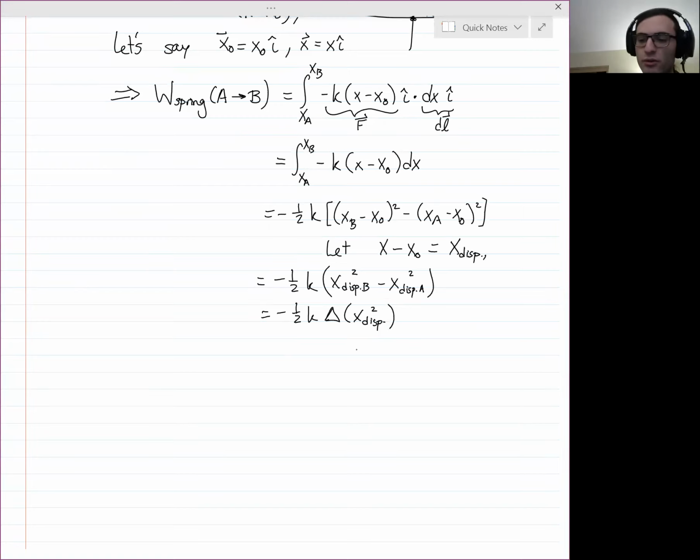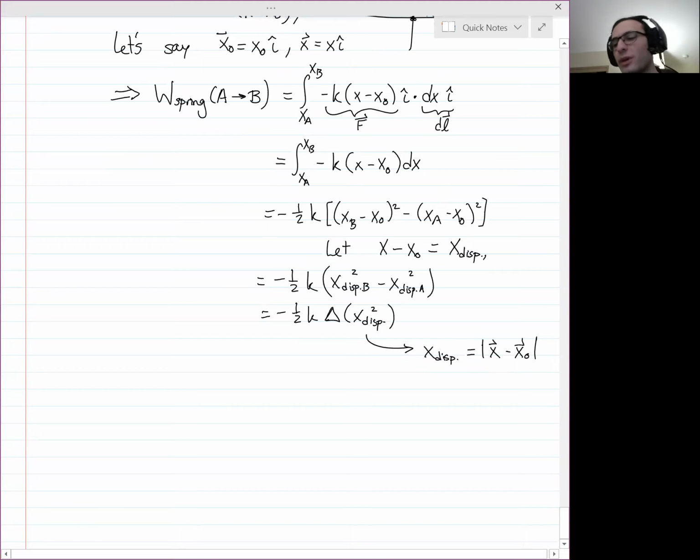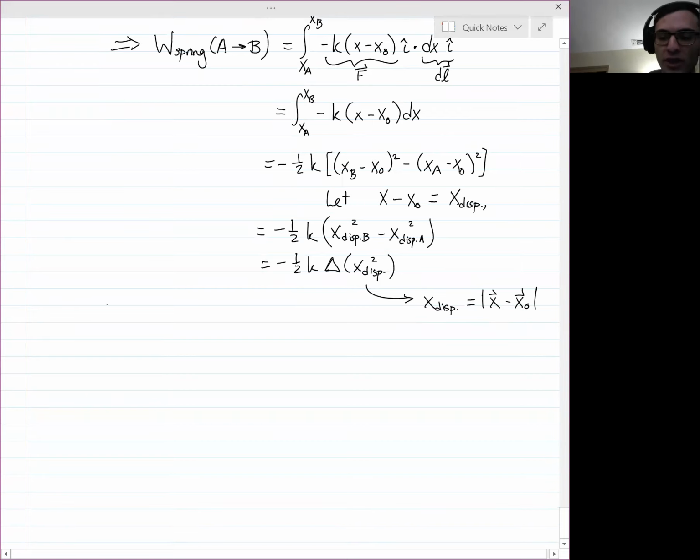And just for clarity, x displacement is just the absolute value of x minus x naught. Or you could even think of it as the magnitude of the vector x minus x naught. Both are equivalent. So what does this imply? Well, this implies that the elastic potential energy is the negative of the work done. So it's just 1/2 k delta (x displacement squared).